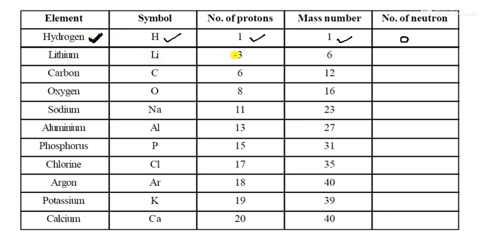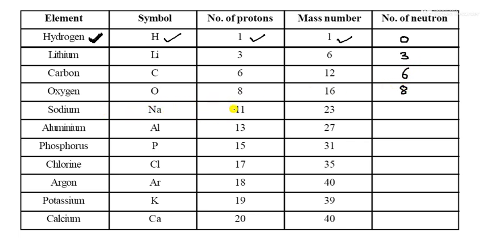Now come to lithium. Lithium has 3 protons and mass number 6. So subtract, 6 minus 3, that is 3. So the number of neutrons is 3. Now what about carbon? Carbon is 6 and 12. So 12 minus 6, we get 6. So the number of neutrons is 6. What about oxygen? Symbol is O, number of protons is 8, and mass number is 16. 16 minus 8 becomes 8. So the number of neutrons is 8.